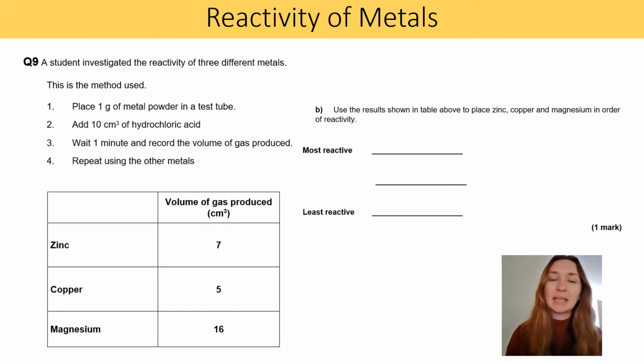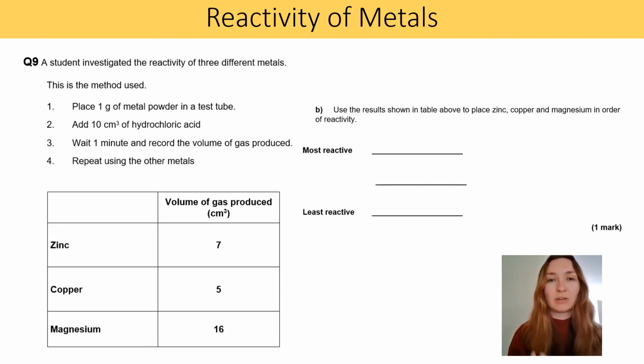So here we can see that a student was investigating the reactivity of 3 different metals. They used this method. They placed 1 gram of metal powder in a test tube. They added 10 centimetre cubed of hydrochloric acid. They waited 1 minute and then recorded the volume of gas produced, and they then repeated using other metals. So I can see that they've looked at zinc, copper and magnesium, and we can see the volume of gas being produced.